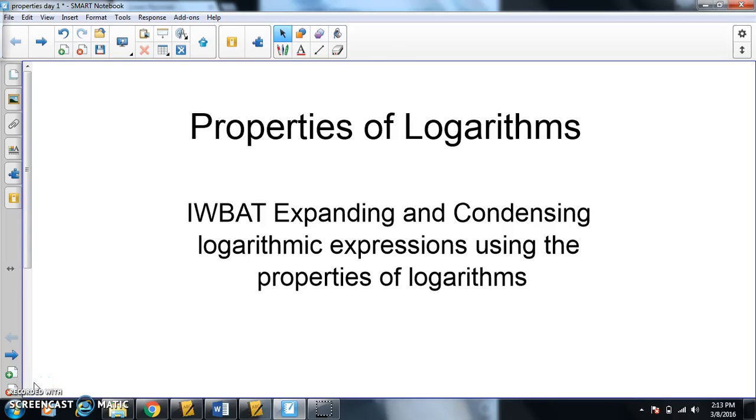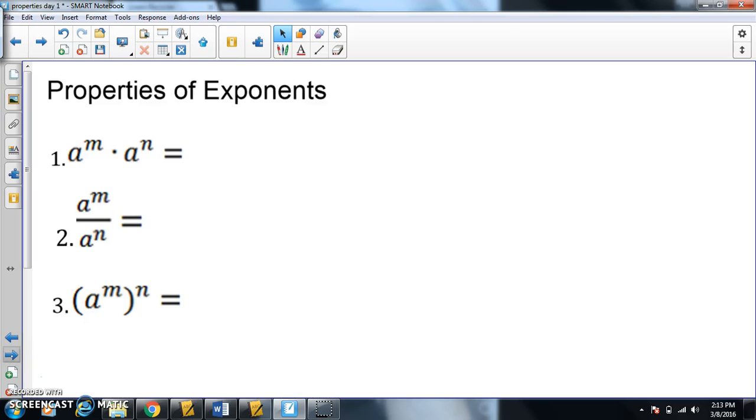Hey guys, today we are going to talk about the properties of logarithms. So we will be able to expand and condense logarithmic expressions using the properties that we are going to learn today.